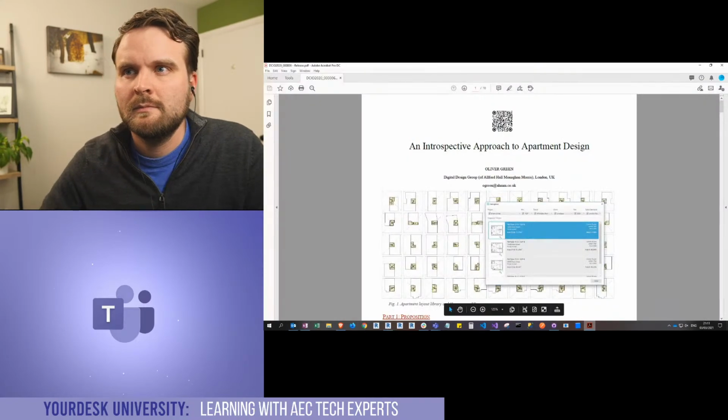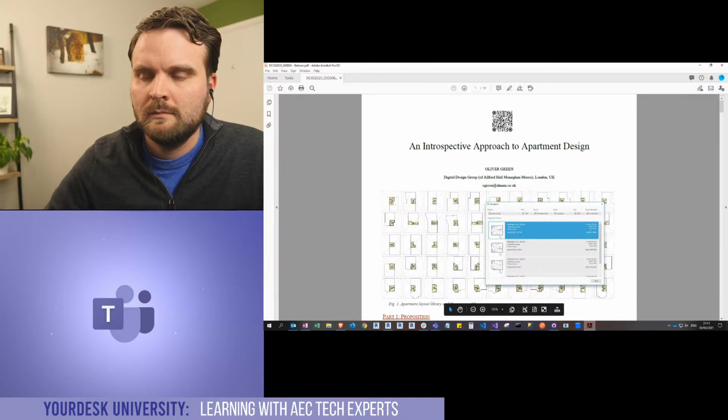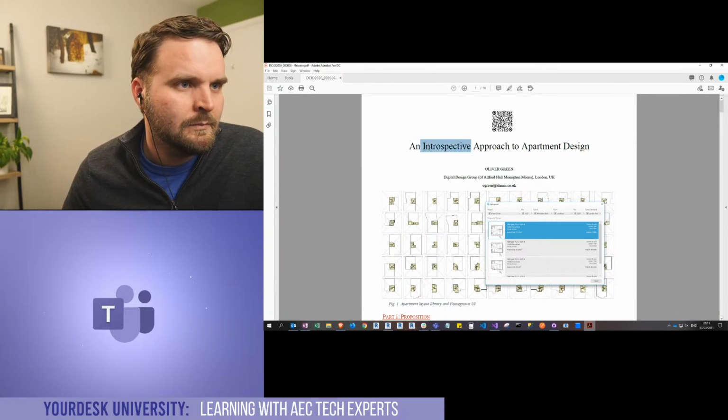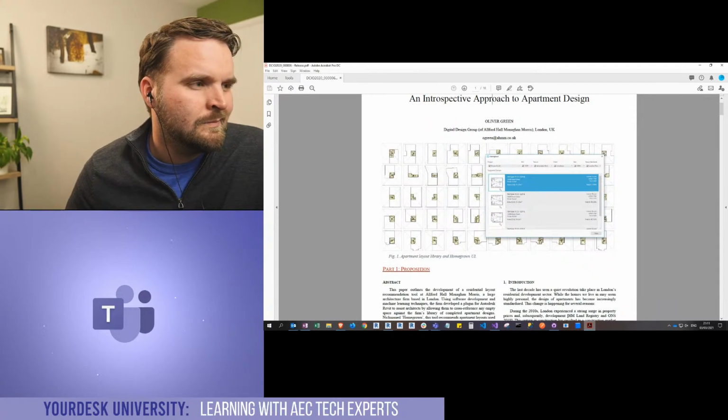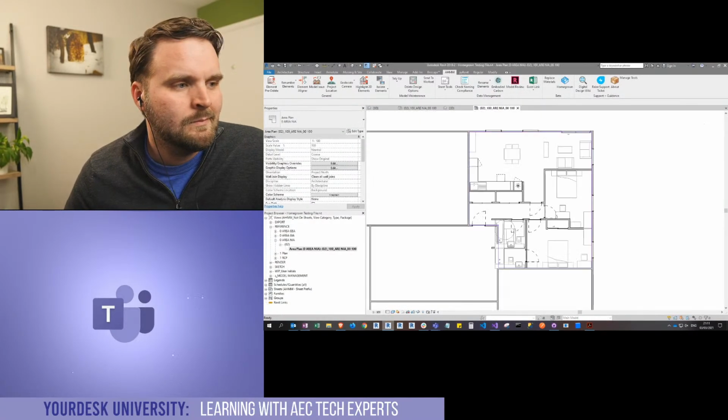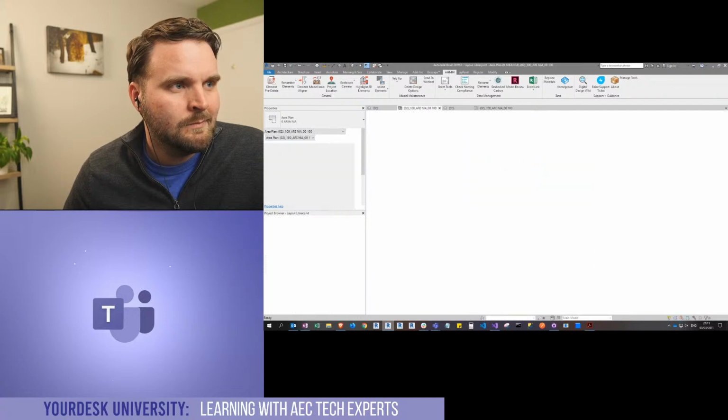So I've published this paper, and it's available publicly. It's called the introspective approach to apartment design. That just means really looking inside for the answer. Can we look within what we already have, the apartment designs we already have, to come up with an answer for the question you posed, which is the space that you have?